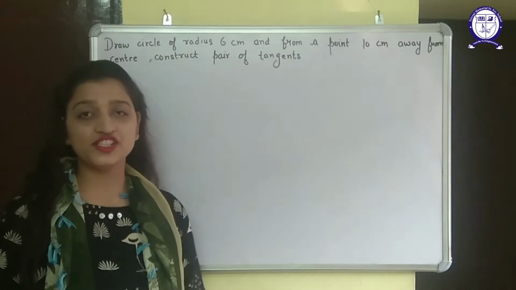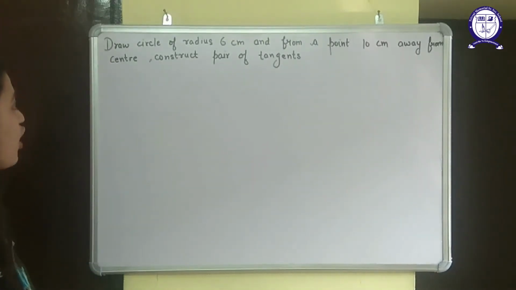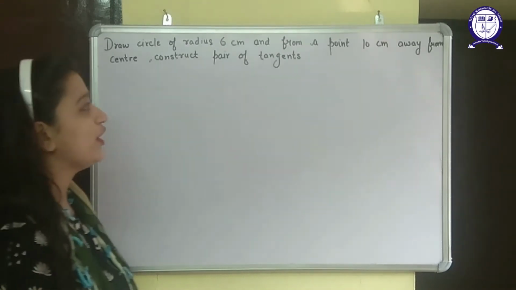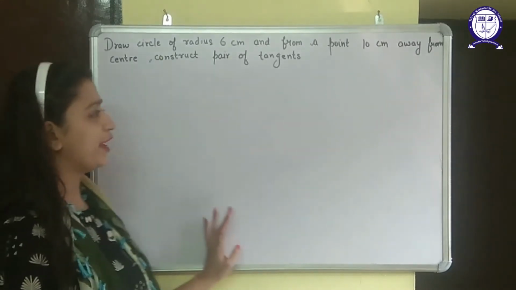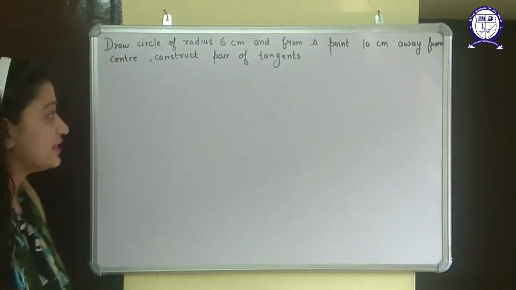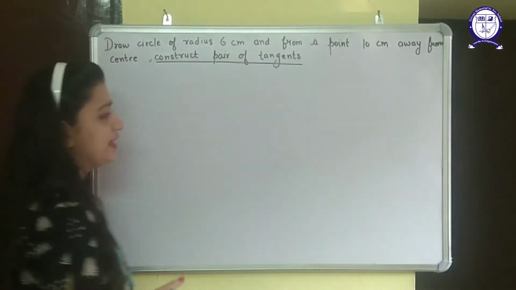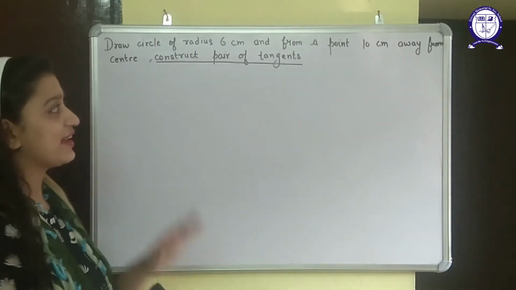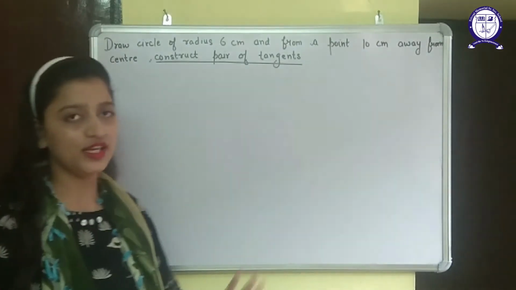Now coming to question number 1 of this chapter, the question is, draw a circle of radius 6 cm and from a point 10 cm away from the center, construct the pair of tangents. They said construct the pair of tangents, which means there will be two tangents you need to draw from an external point 10 cm away from the center.